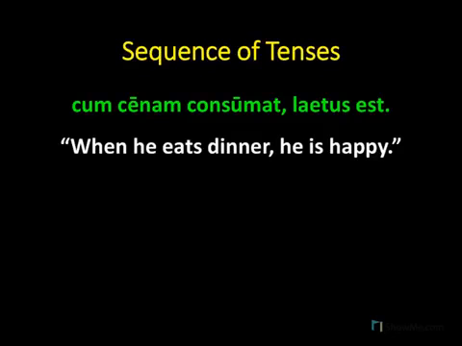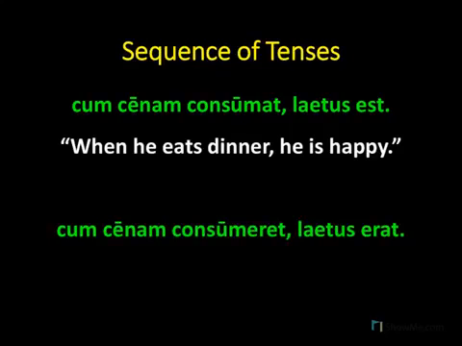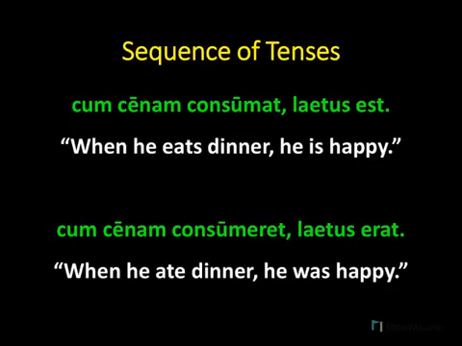Let's make a slight change to this sentence. Cum caenam consumeret, laetus erat. We'll translate this as, when he ate dinner, he was happy. Start by looking at erat. Erat is an imperfect indicative, he was. And consumeret is an imperfect subjunctive. And so we've changed when he eats to when he ate. We changed he is to he was.